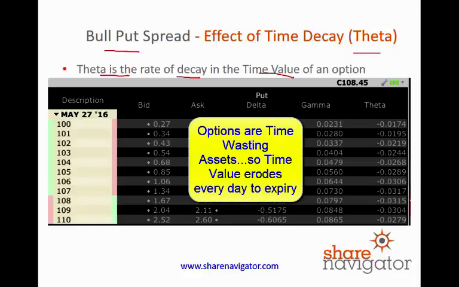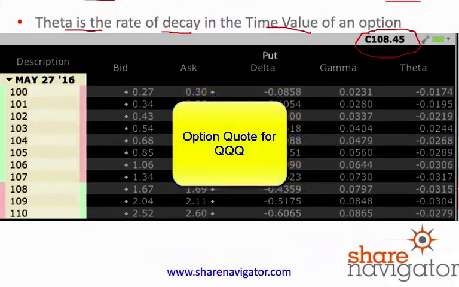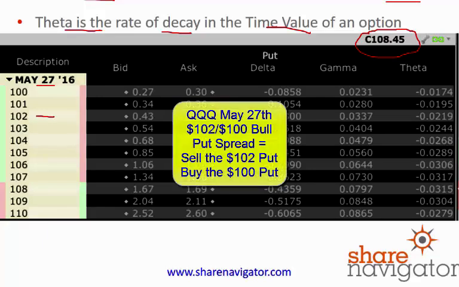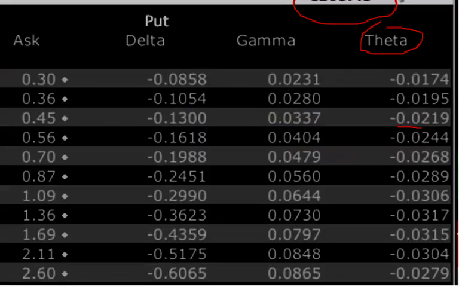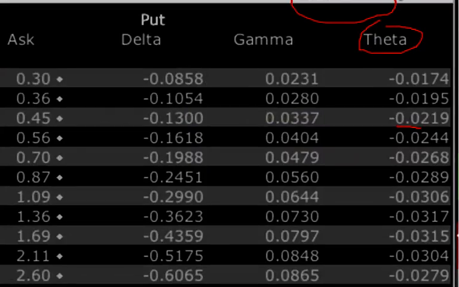So looking at your quote below, you see a quote here for QQQ. That's an index that tracks the NASDAQ. And you can see here we're looking at the May 27 quotes. So we're going to do a 102-100 bull put spread here, and we're going to focus on the theta values on the right hand side for now. You can see that the theta value for the 102 strike is minus 0.0219. What does that mean?